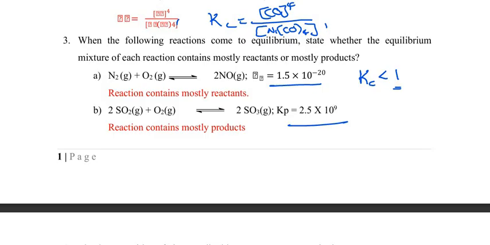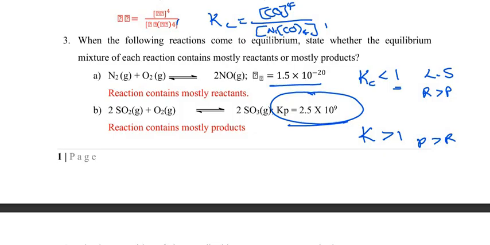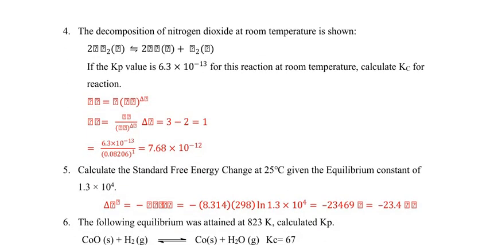Then here you are seeing Kp is greater than 1, meaning in a case where it's greater than 1, this is going to be a left shift, meaning reactants are more than products. Then here you're going to have products are more than reactants because we are supporting products. We're having a fast forward reaction, so products will be a lot as compared to the reactants. That's the answer there. Then your number 4, they are saying the decomposition of nitrogen dioxide at room temperature is shown.